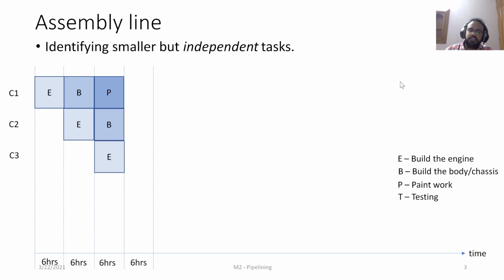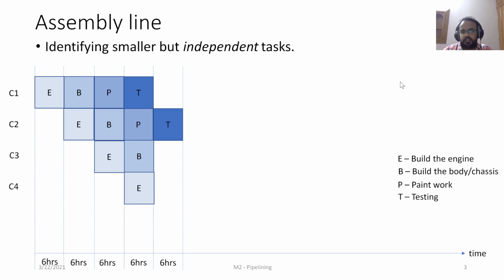In the fourth 6 hour slot, the C1 would be in its final stage, which is testing. C2 would be moving to the paint, and C3 would be moving to the chassis building, and we'll start working on C4. In the fifth 6 hour slot, C2 would be under testing, C3 would be painted, C4 chassis would be built, and we'll start working on the engine of C5.